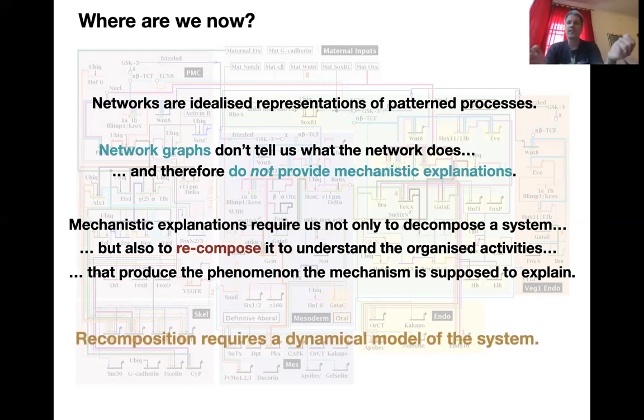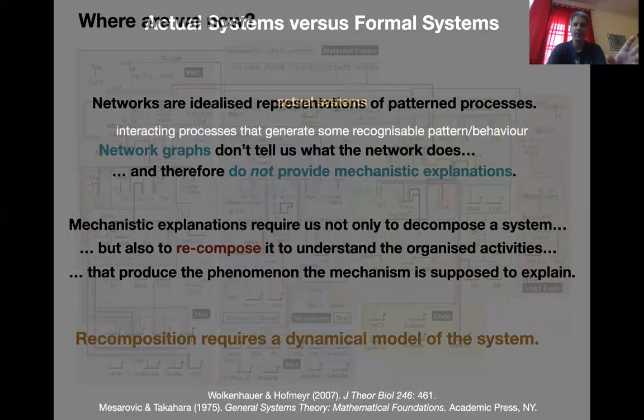Recomposition, and that's how I ended the last lecture, requires a dynamical system model of the system. So basically, you need a computational or a mathematical model to track all those different interactions in the complex network, because of all the sheer number of interactions, their nonlinearity, unpredictability, and the lots of feedbacks that occur in the system. This is where we left off last time.